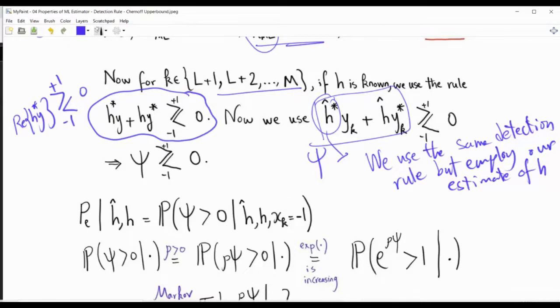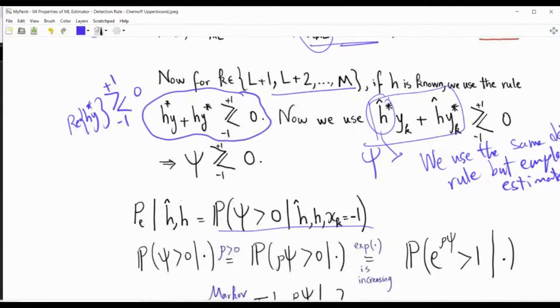Typically you compute this error, that you say +1 while it is -1. There is the other error in which it is +1 but you say -1, and then you multiply each by a half for equiprobable symbols, plus or minus 1, and then you add. But here, you can check it for yourself. The two probabilities are the same, and so I will just focus on one of them. What is the probability that psi is greater than 0? But now, as I said in the previous lecture, we have additive white Gaussian noise.